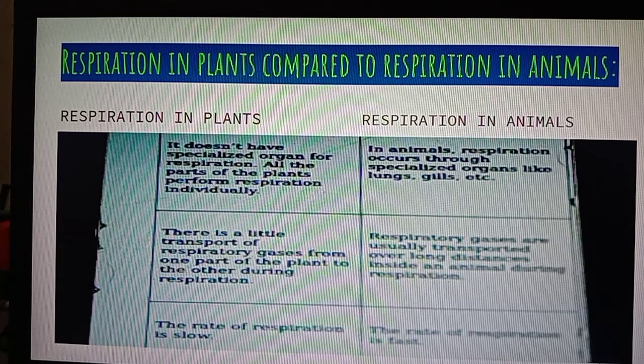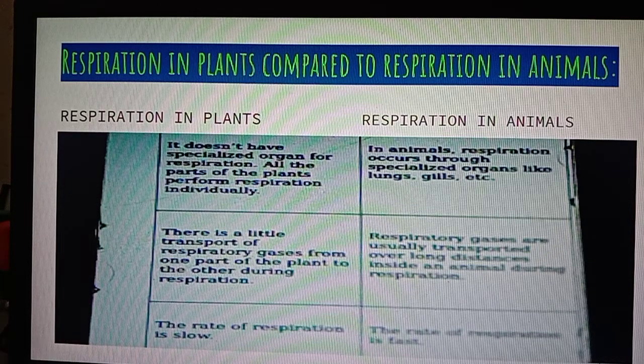Whereas in respiration in plants there is little transport of respiratory gases. मीन्स सब लोग खुद खुद करते हैं तो बहुत कम ट्रांसपोर्ट होता है. But whereas in respiration in animals, gases are usually transported over long distance. लंग्स से हर पार्ट्स तक गैस ट्रांसपोर्ट होता है. Now in plants, the rate of respiration is slow. मतलब सब लोग अपना अपना खुद खुद का करते हैं इसलिए थोड़ा स्लो रेस्पिरेशन होता है. Whereas in animals, the rate of respiration is fast.